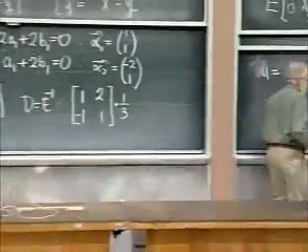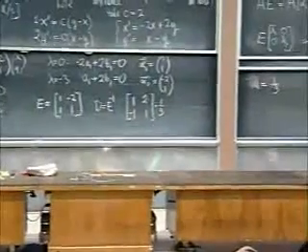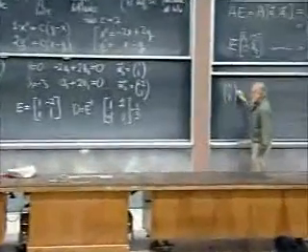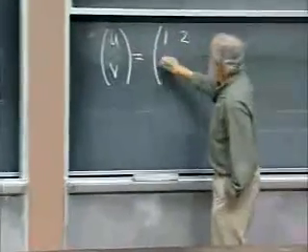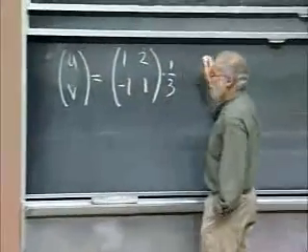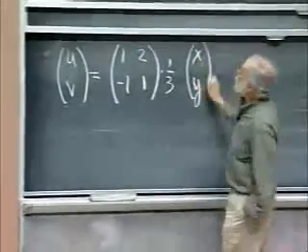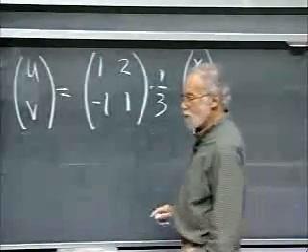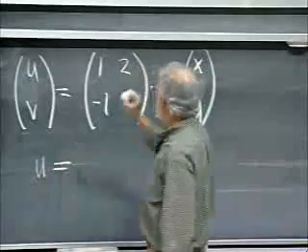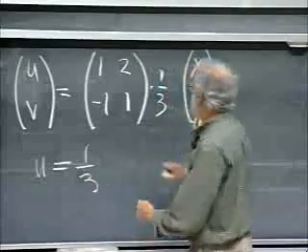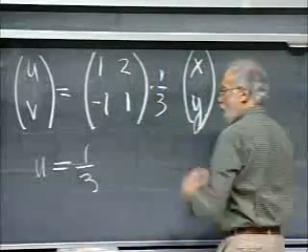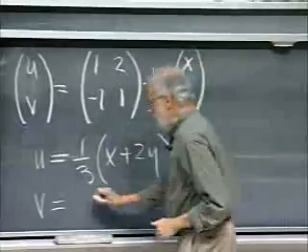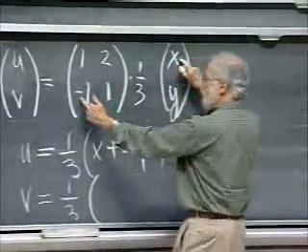So the new variables are given by (u, v) equals the matrix 1, 2, -1, 1 times 1/3 times (x, y). That's the expression for u and v in terms of x and y. It's this matrix D, the decoupling matrix, which is the one that's used. And that gives this system: u equals 1/3 of x plus 2y on top. And what's the v entry? v is 1/3 of minus x plus y.